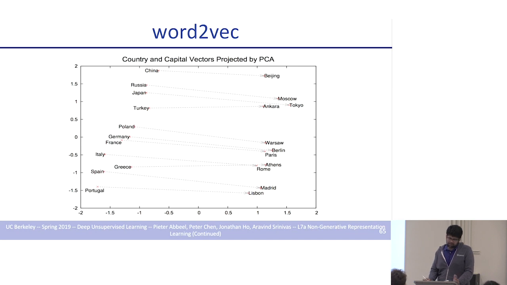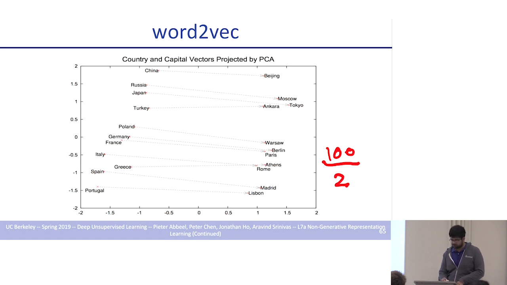So look at the results. This is really, really cool. These are embeddings. Say the word2vec embedding dimension is 100. You do a PCA, take the first two components, and visualize countries and capitals in 2D. On the left are countries, on the right are capitals. You can see that they're basically parallel lines.